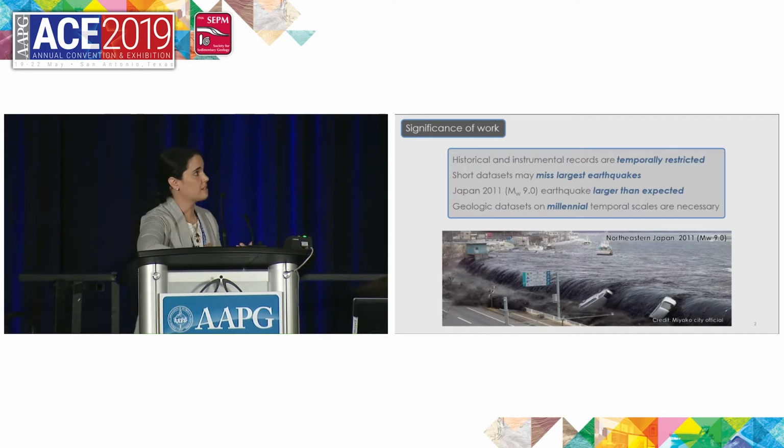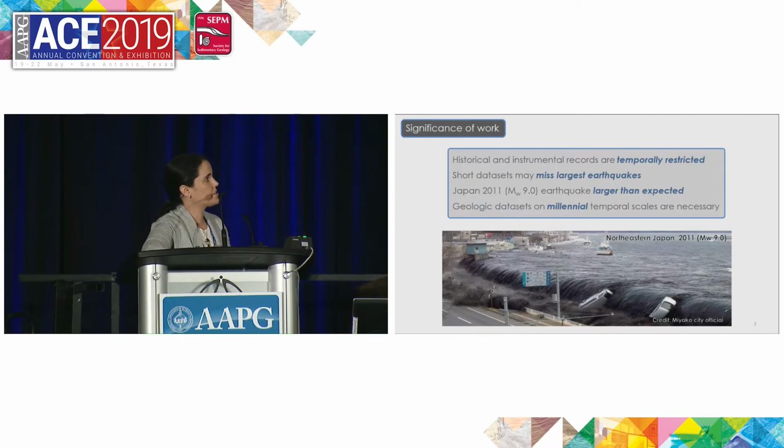In 2011, we had the large magnitude 9 earthquake, and a high tsunami that exceeded all expectations. As you can see in this picture, we had seawalls that had been built with this segmentation in mind that were overtopped. And you can really see the impact of not being prepared for these events.